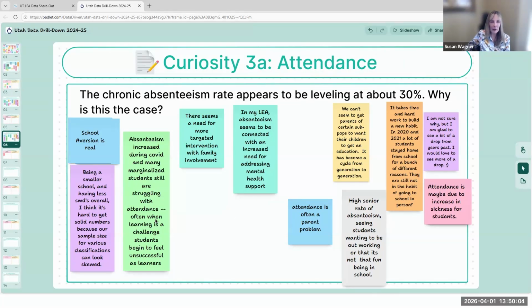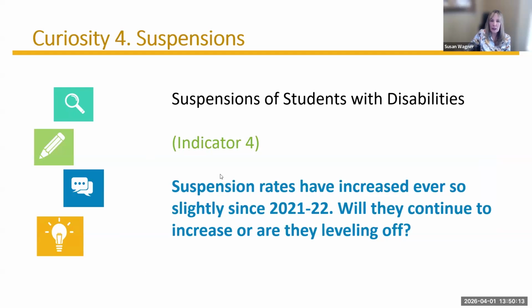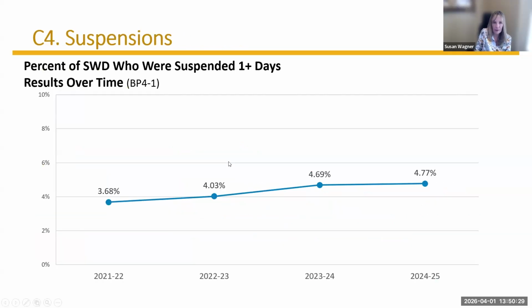All right, thanks everyone for participating. Let's carry on. We'll go through one more category and then we'll take a break. So suspensions is next. And our curiosity question is: suspension rates have increased ever so slightly since 21-22. Will they continue to increase or are they leveling off? Let's take a look at the data here.